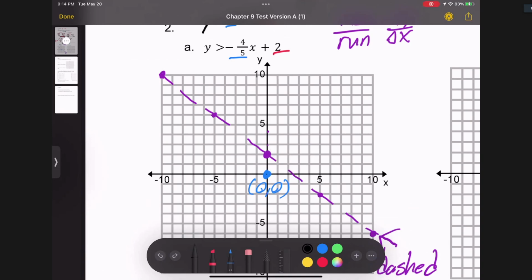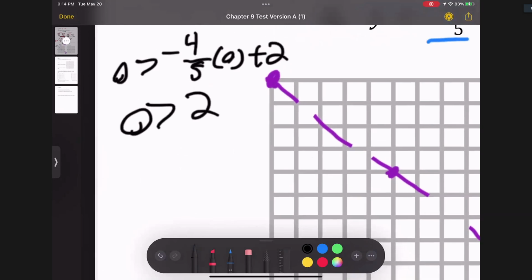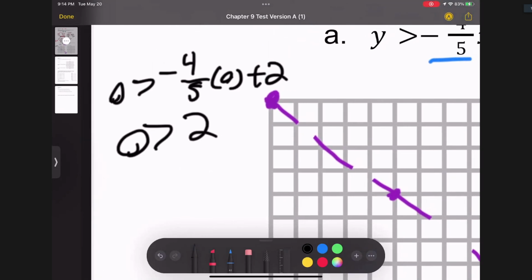So how do I do that? Well, replace y with 0 because that is the y value at the origin. You replace x with 0 because that's the x value at the origin. You're going to have negative 4/5 times 0 plus 2. 0 times anything is still 0, and then you're going to have 2. Now you have to ask yourself, does this make sense? Is 0 greater than 2? Is this true? Hopefully you can spot that it is not true.